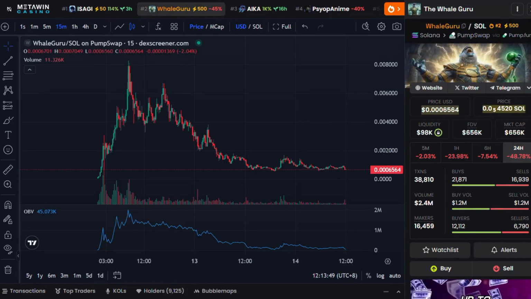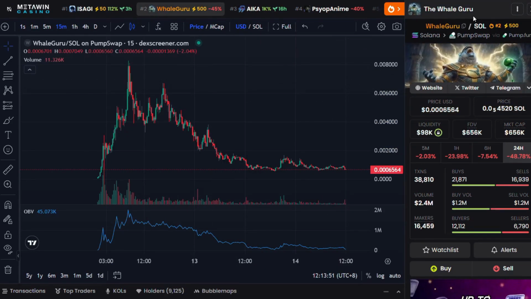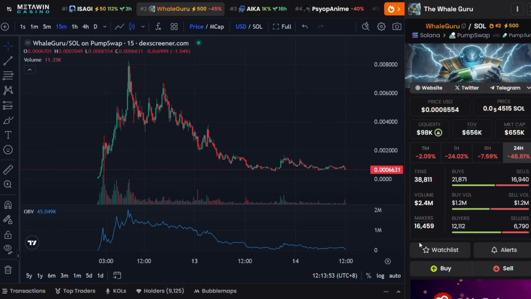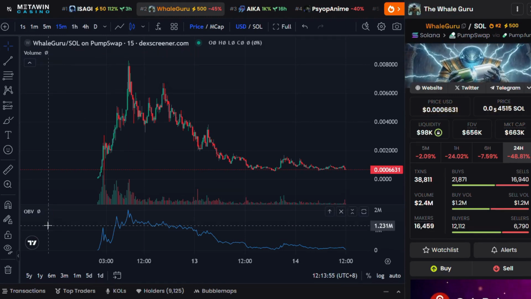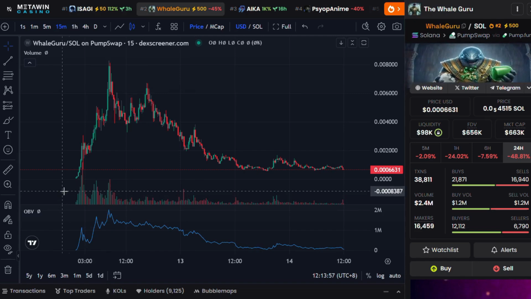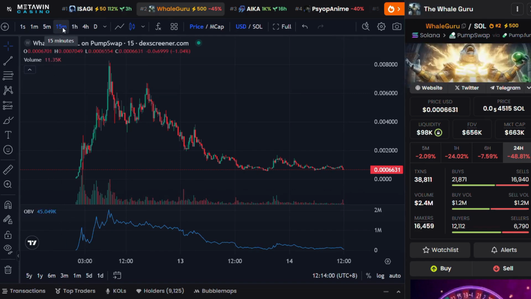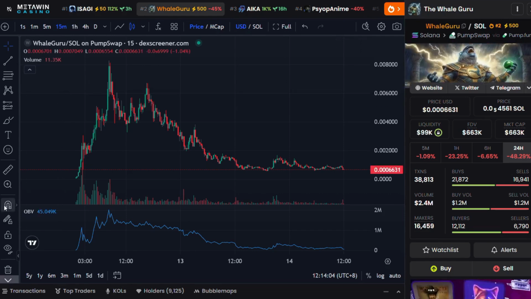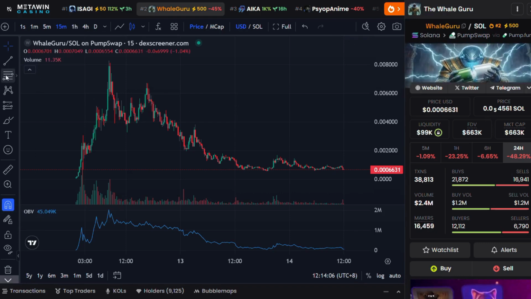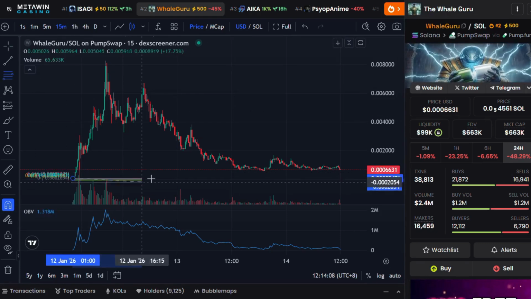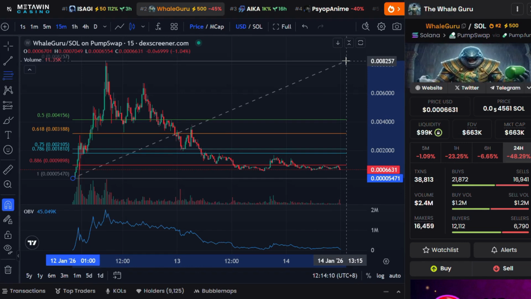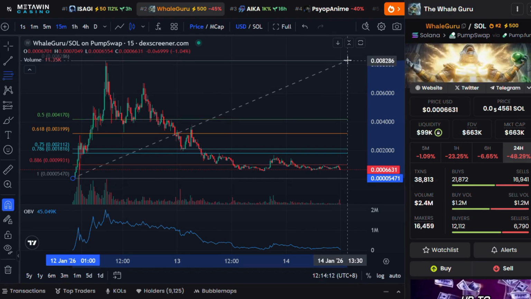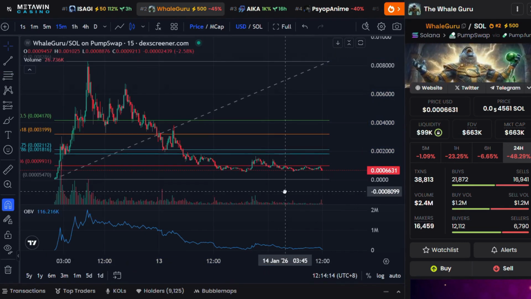The next token we are looking at is Whale Guru. Whale Guru is around 2 days old, and we are analysing it on the 15-minute chart to get a clearer view of the developing market structure and trading history. The first thing I want to do is apply the Fibonacci retracement from the absolute low to the absolute high of the move so far.